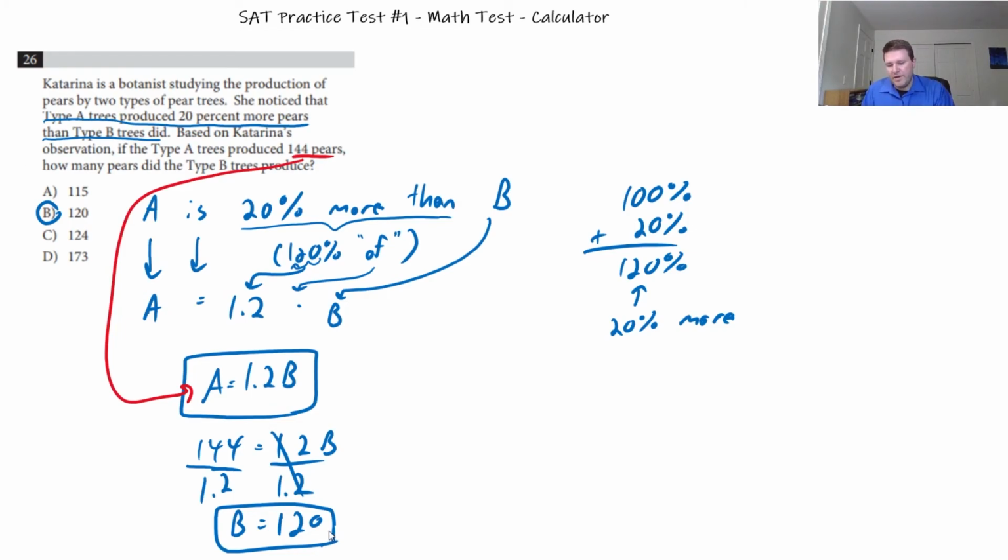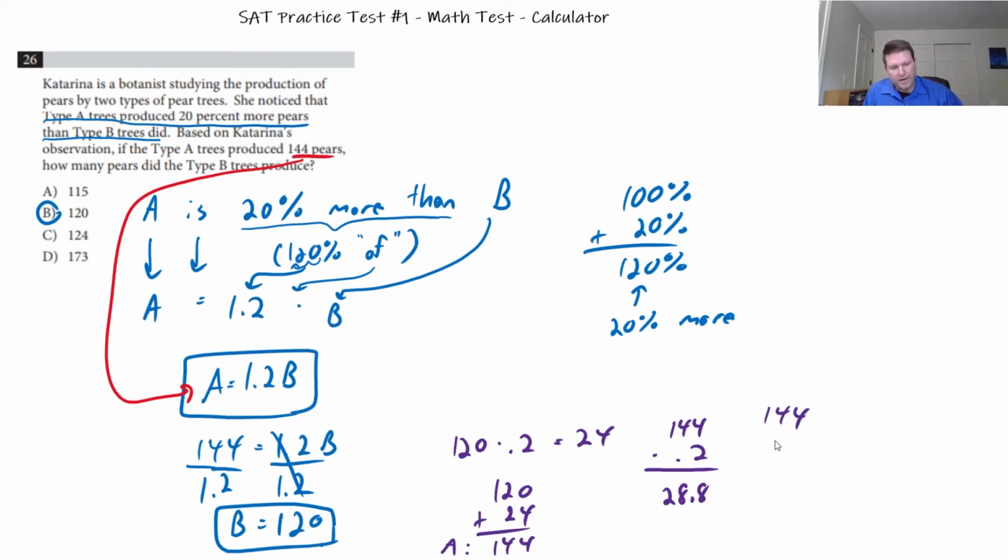Remember that B is 120, right? So if you do 120 and take 20% of that, that's 24. And then if you add it on, there's the 144 for A that we were expecting, right? But if you take 144 and then take 20% of that, that's going to be 28.8. And then if you subtract it, let's just crank that out real quick: 115.2. Notice how that does not give you the correct answer of 120, right? And it's also bait right there.